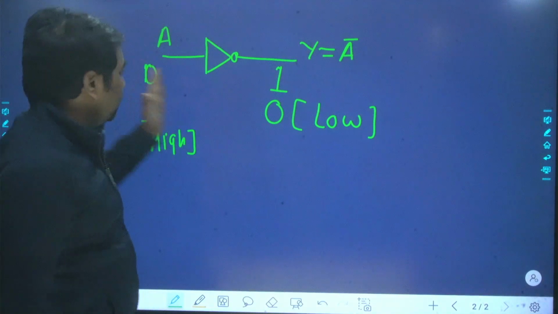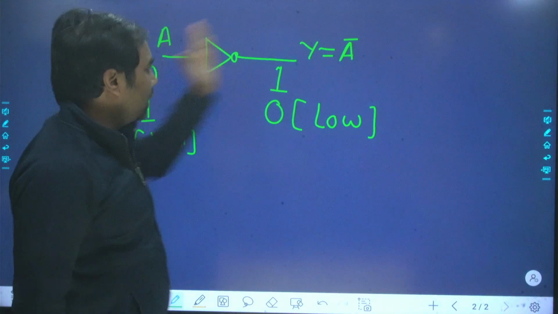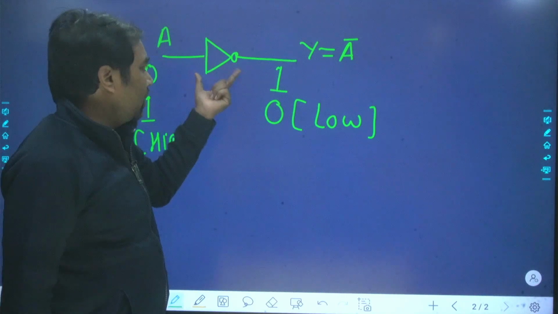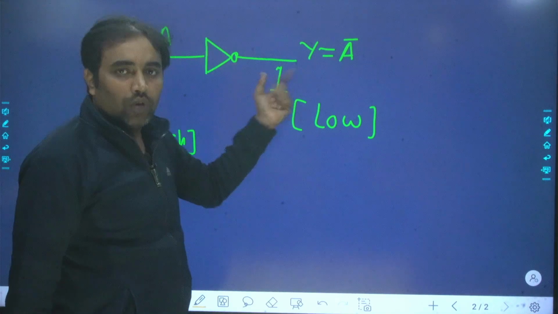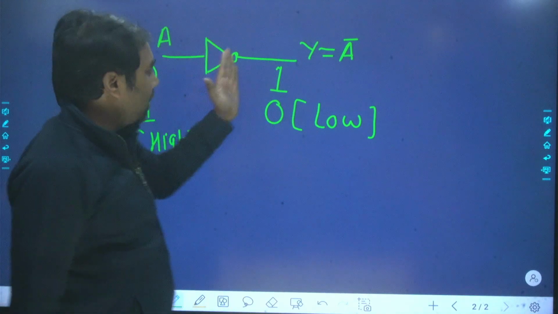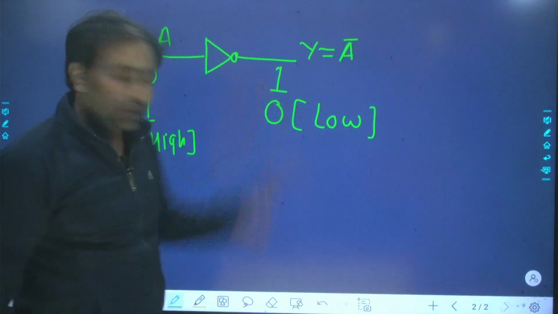When we apply 0, we get 1. When we apply 1, we get 0. And when we apply A, we get A bar here. This is the NOT operation. This is the logic gate with one input and one output. Input means what we apply, and output is what we get. Single input, single output.